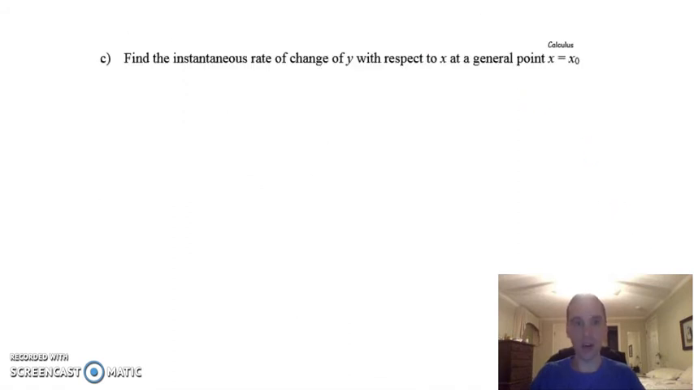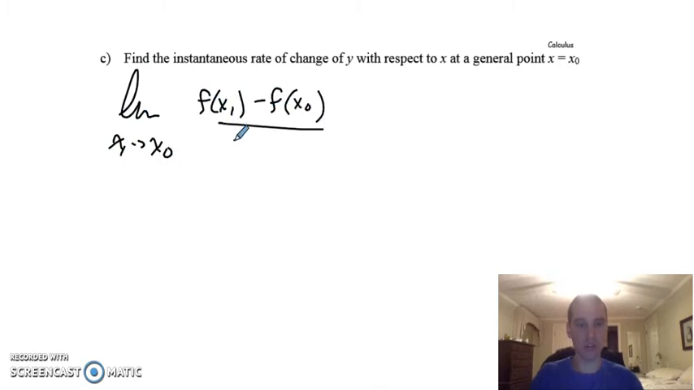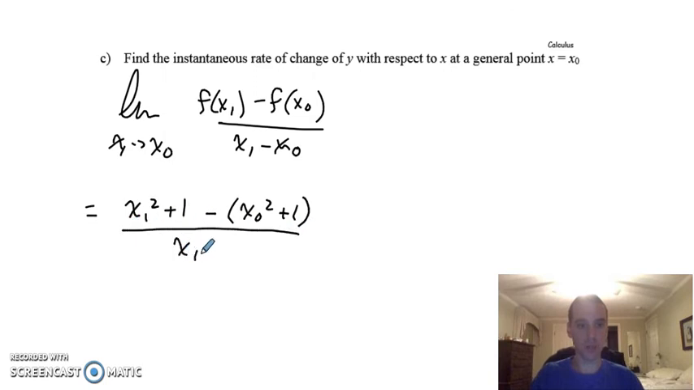So now it says find it at any general point. Well, what do I mean by general point? Well, the limit as x1 approaches x sub 0 of f of x1 minus f of x0 all over x1 minus x sub 0. Well, what am I going to do there? Well, f of x1 we already know is x1 squared plus 1 minus parentheses x sub 0 squared plus 1, all over x1 minus x sub 0. Oh, oops, bad notation on my end, my apologies.